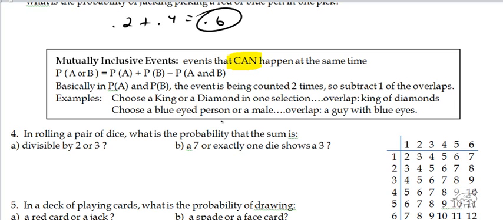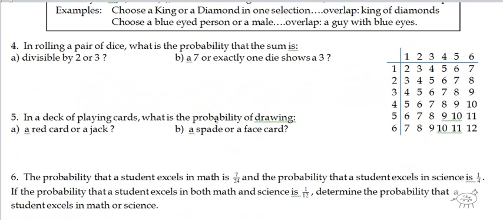The next one is you choose a blue-eyed person or a male. The overlap is a guy with blue eyes, because if you count the blue-eyed people and you count all the males, you're counting the blue-eyed males twice, and you've got to subtract the overlap. Okay? So let's take a look at number 4 here. In rolling a pair of dice, again I drew a nice dice chart for you. What is the probability that the sum is divisible by 2 or 3?